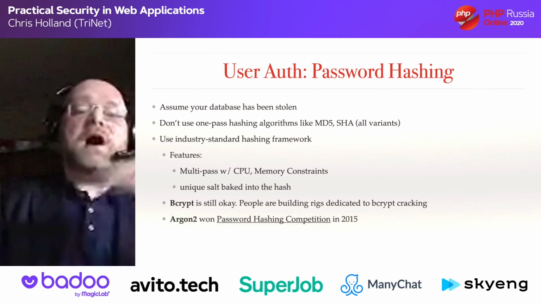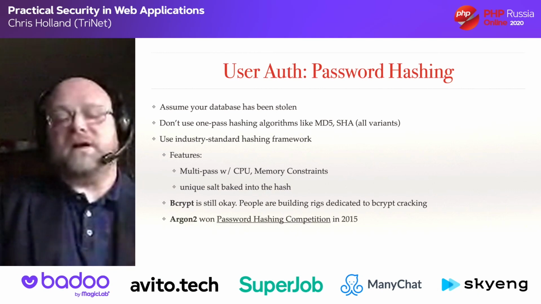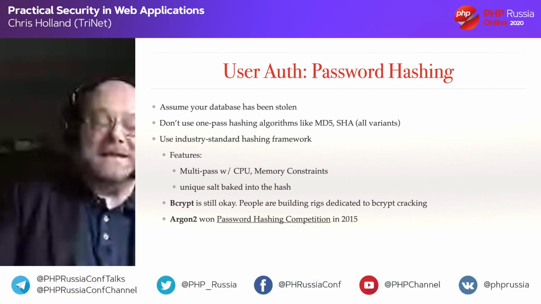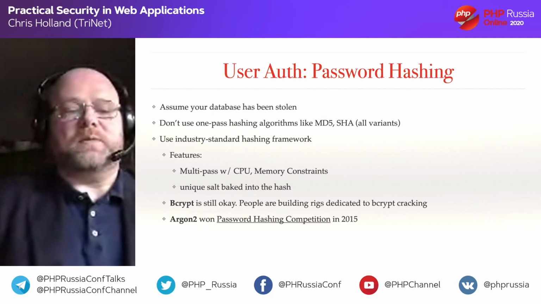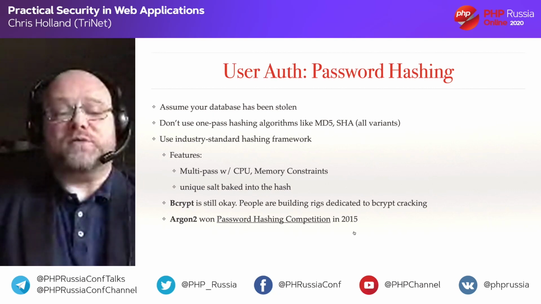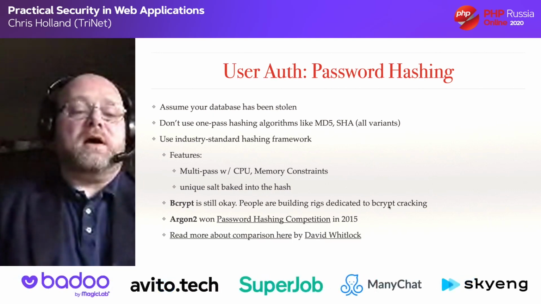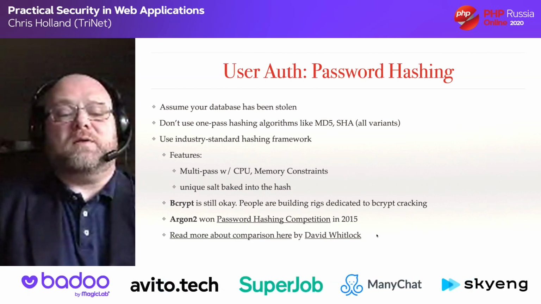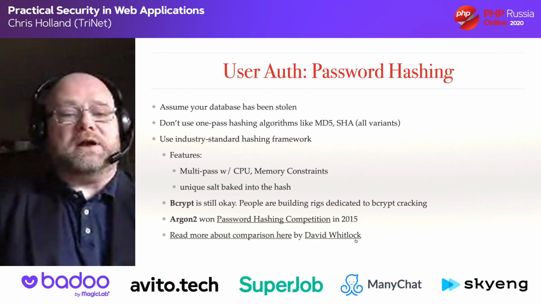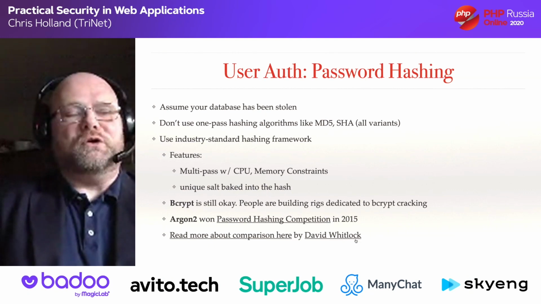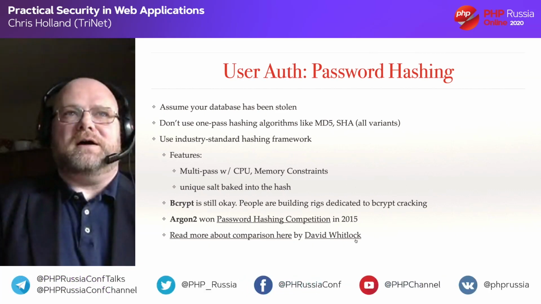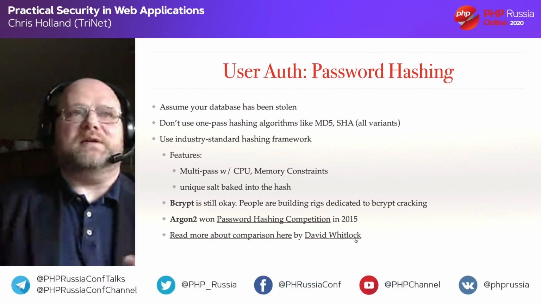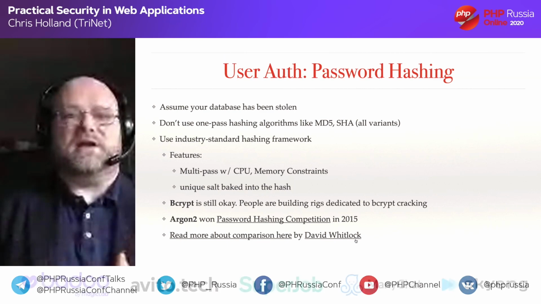With this said, Argon 2 and all of its variants like Argon 2i, Argon 2d, Argon 2id are starting to become the new standard, and Argon 2 won the password hashing competition in 2015, and so you can read more about this in an article here by David Whitlock. So the thing about Argon 2 is it's good, but you have to tune it very properly, and there are threads, memory, and CPU, and in PHP you can really only tune memory and CPU.